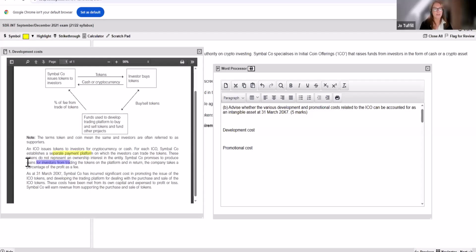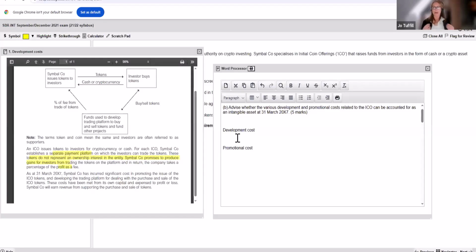Okay, so that's interesting because I know there's another requirement telling me about that in the platform, and the company takes a percentage profit as a fee. So there's an income. Okay, there's an income. I don't want to do too much. Okay. At the 31st of March, Symbol has incurred significant costs in promoting. So these are the promotion costs and developing the trading platform with the purchase and sale of ICO tokens. These costs have been met from its own capital and expensed the P&L. It will earn revenue from supporting the purchase and sale of tokens.